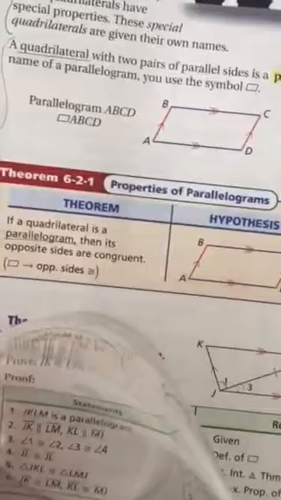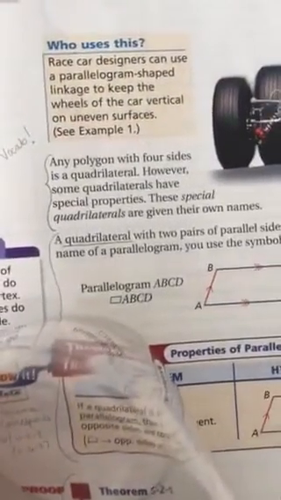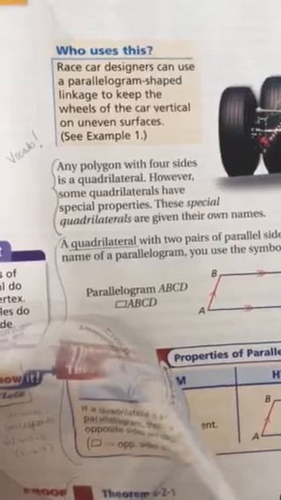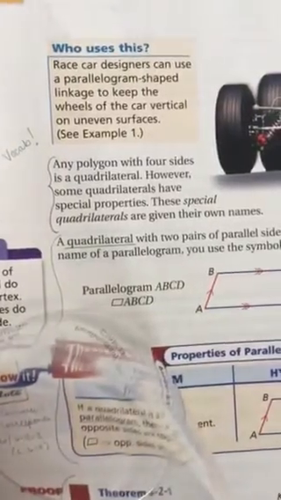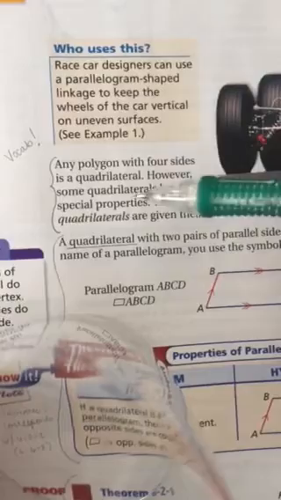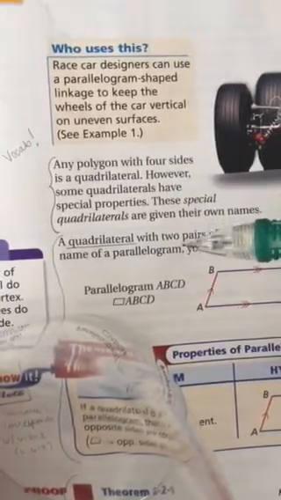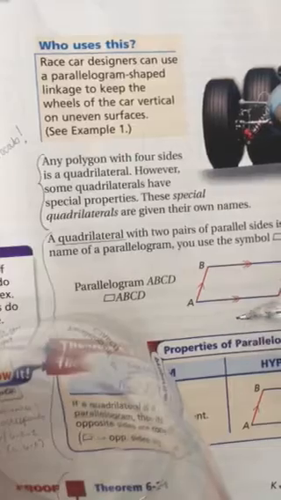All right, so this is video 1 for lesson 6-2, and let's start by reading the paragraph just to the left of the race car. Any polygon with 4 sides is a quadrilateral. Now, we studied quadrilaterals Tuesday in class as being a 4-sided polygon. Some quadrilaterals, however, have special properties. These special quadrilaterals are given their own names.